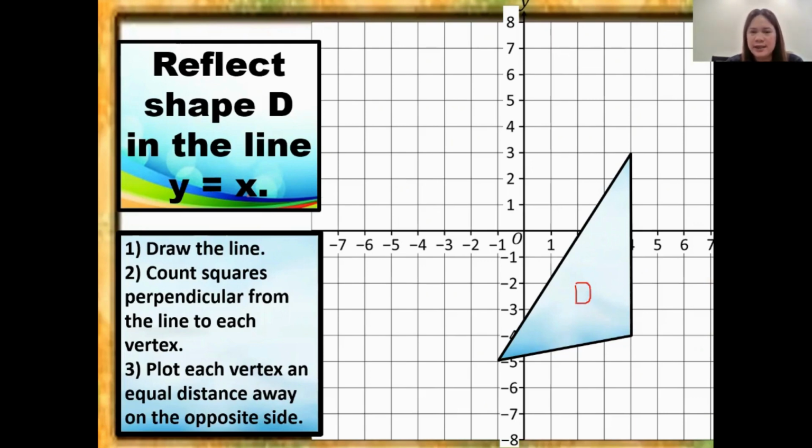When we say y equals x, your y is the same value as your x. That means to say, if your y is 0, then your x is 0. If your y is 1, then your x is 1. If your x is 2, then your y is 2. And if your x is 3, then your y is 3.